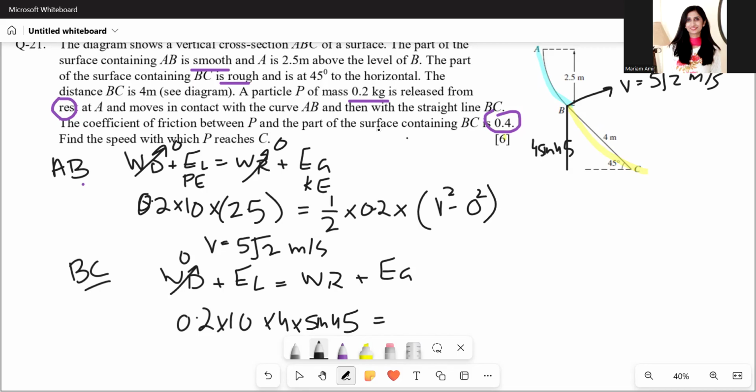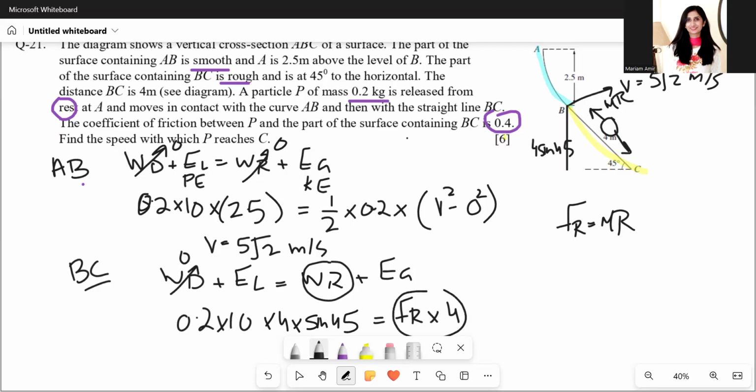Now there is resistance mentioned in the question, and also we were given a coefficient of friction, which is mu. As the particle goes down, there will be a resistance, and that is equal to mu times R. So you need its value, and then you will multiply it with the distance it covers, which is 4 meters, to get the value of work done by resisting force. Let's find this resisting force now.